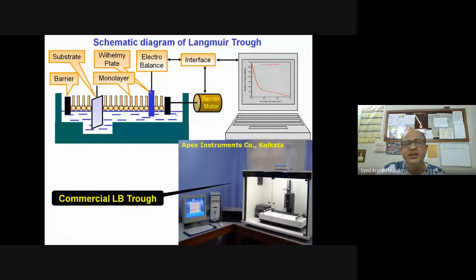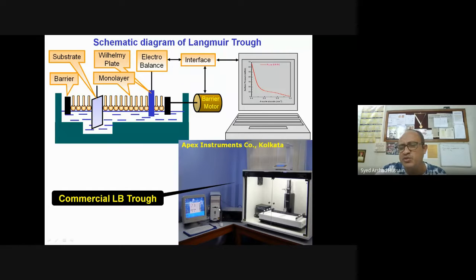This is interesting. This is again shown schematically. You see, this is the filter paper or copper plate dipped through the floating layer, and this is connected with the balance. So this is the Wilhelmy arrangement. This is simply to measure the surface tension, and this is the actual machine. You see, this is the trough. We spread the material here, and this wire is connected with this paper, and it's dipped just across the surface. And this barrier you can control using this computer.